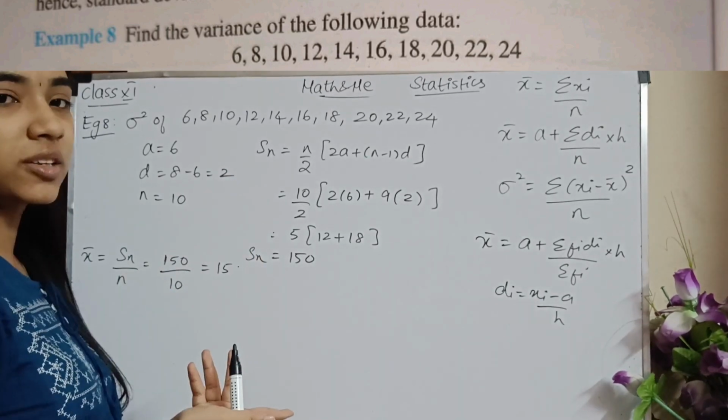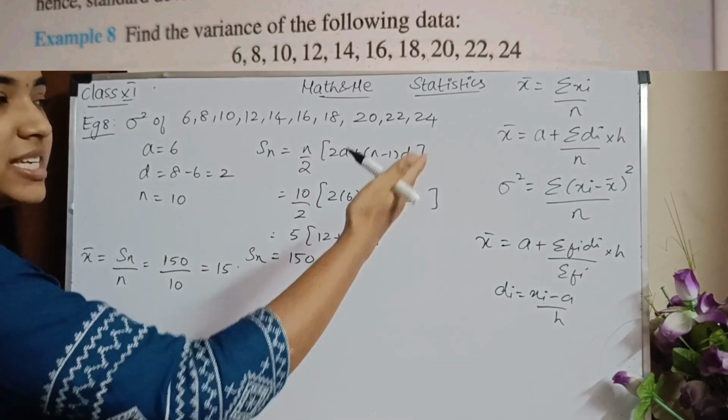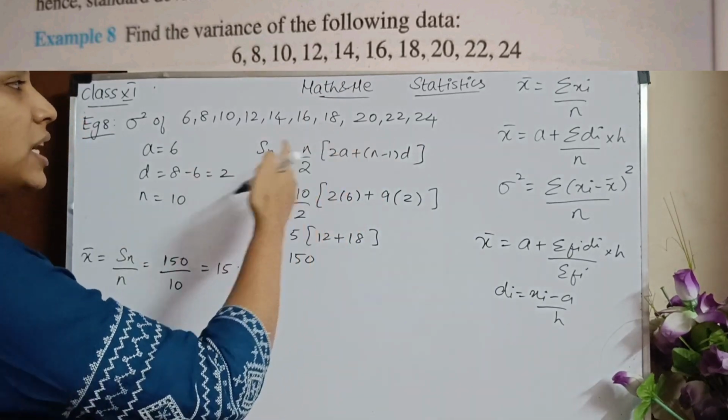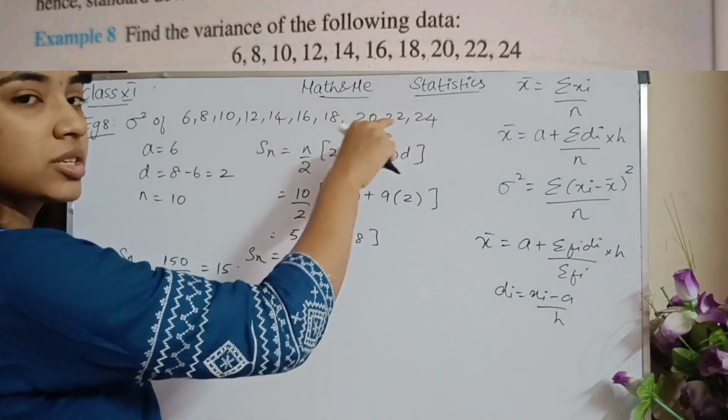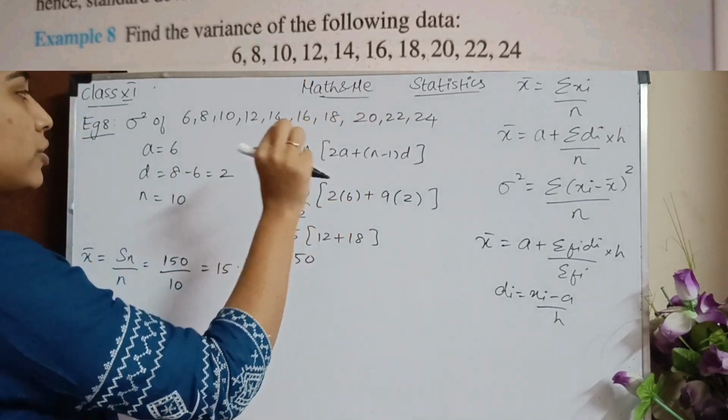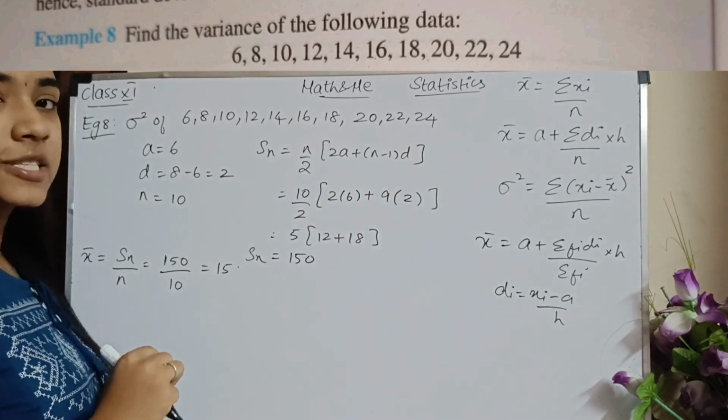You can also use this method, okay? I find this method to be very, very easy instead of doing all the tabular columns. So, simply you have to see if the data are arranged in the proper, uniform way. You have to also check if your common difference is the same, okay?